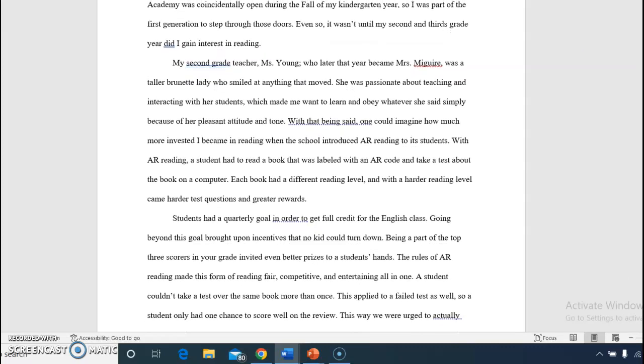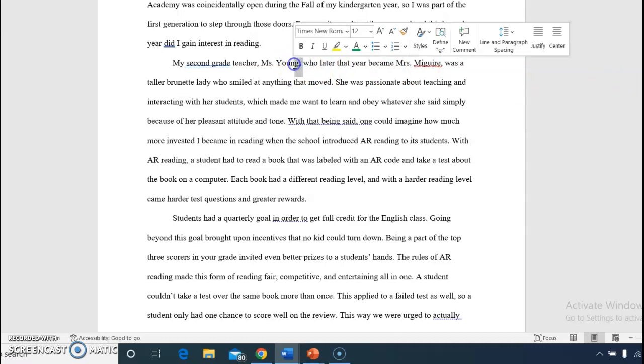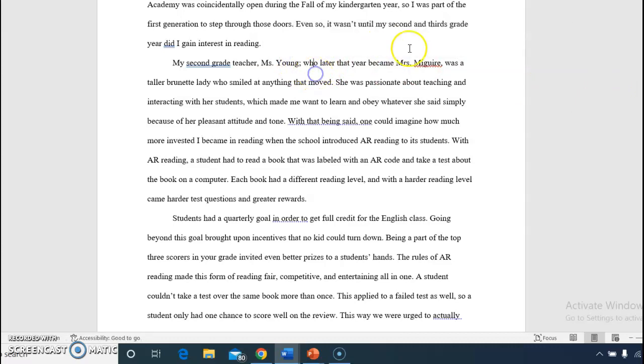we get introduced to his teacher, my second grade teacher, Miss Young, who later became Mrs. McGuire. Right here, they use a semicolon that should be a comma. What we have here is an appositive phrase that gives more information about Miss Young, and you would set that off with commas and not a semicolon. Was a taller brunette lady who smiled at anything that moved. Maybe a few more descriptions here would be good. I would say something like maybe a tall lady with brown hair, potentially, that smiled at anything that moved.